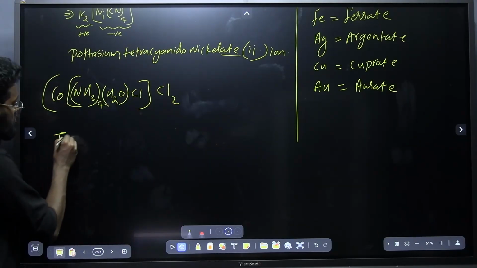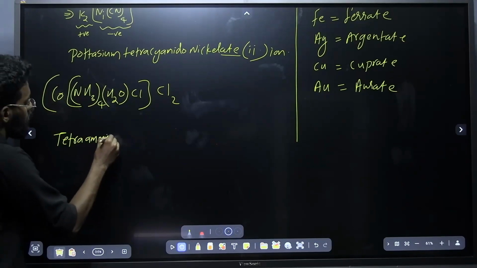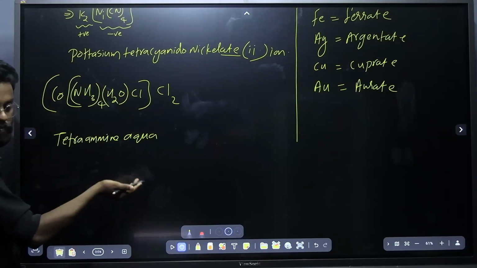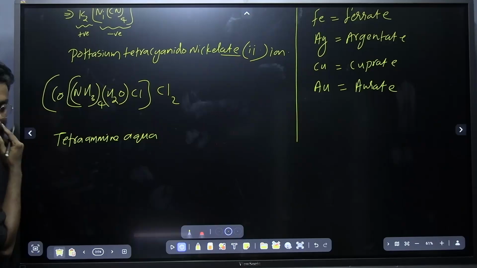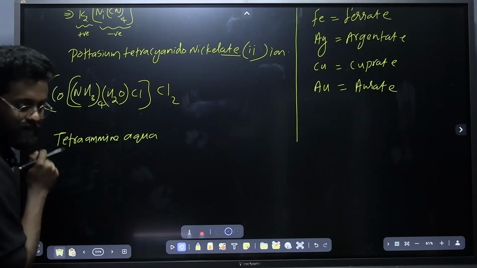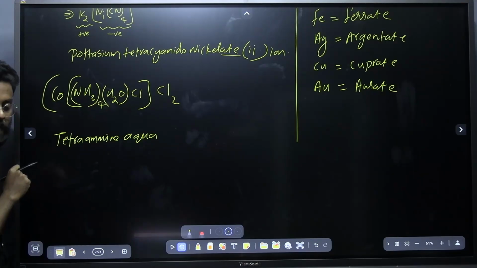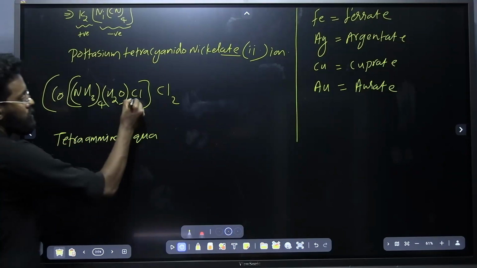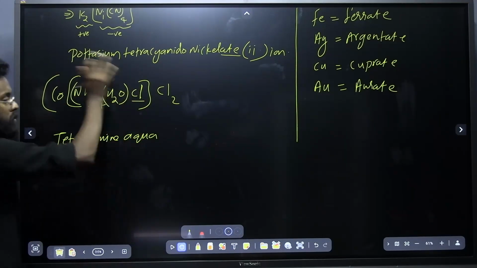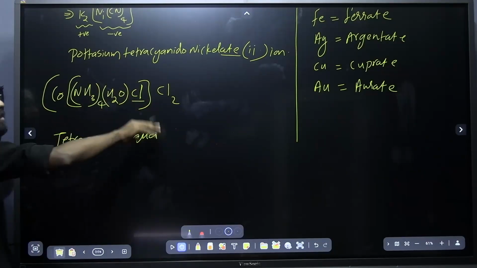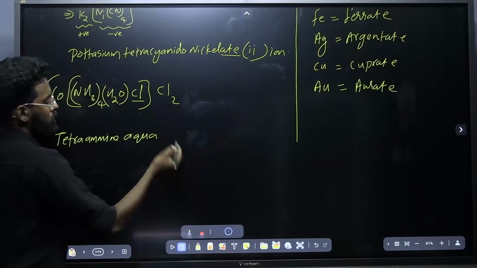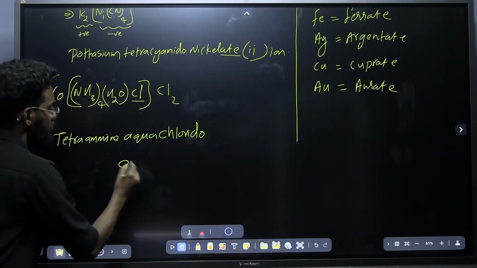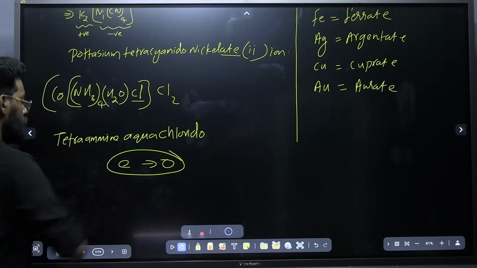Tetraammine aqua. Tetraammine, then aqua. The name of the ligand part is over, only this much. Anyone can answer. Tetraammine aqua. Then what about this one? This is chlorine. Whenever chlorine is a negative ligand, an anionic ligand, when it is coming into the nomenclature, what will be the name? Chlorido. That is, the E will be replaced by O in the case of an anionic ligand.